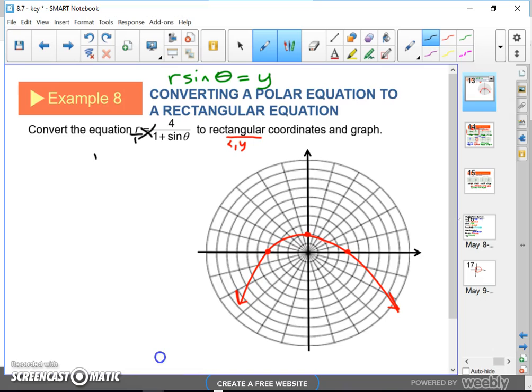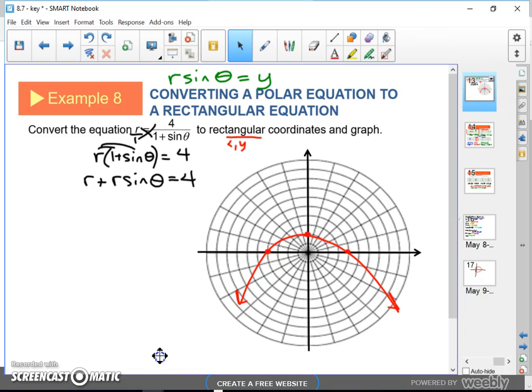I figure what we can do is if we look at this as a proportion and cross multiply, we're going to end up getting an r sine theta. So if we cross multiplied that, you'd have r times 1 plus sine theta equals 1 times 4. Distributive property, I'd have r plus r sine theta equals 4. So I can convert now because I know that r sine theta is equal to y. I've got another conversion for r because I know r equals the square root of x squared plus y squared. So we've got a couple of conversions we can do.